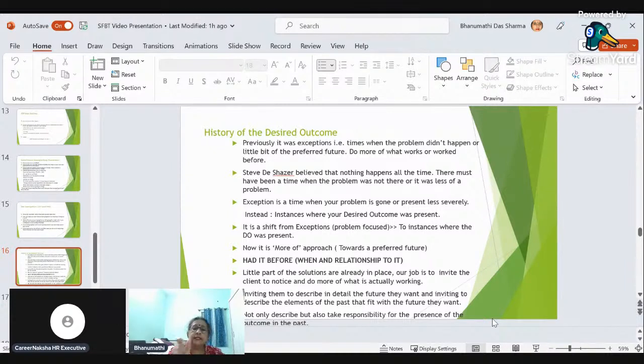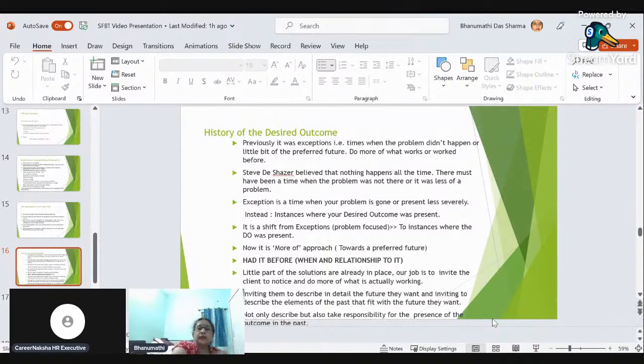But now what they do is they don't ask this exception question. Instead, they ask about instances where their desired outcome is present. That is more of a solution focus. It is a shift from exceptions, which was problem-focused, to instances where their desired outcome is present. Now it is more of an approach towards a preferred future.